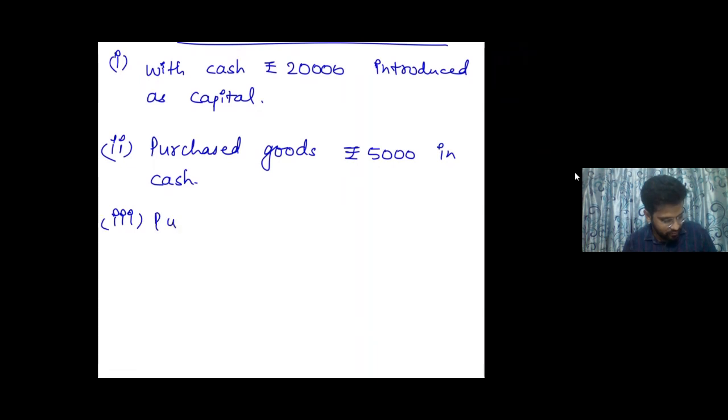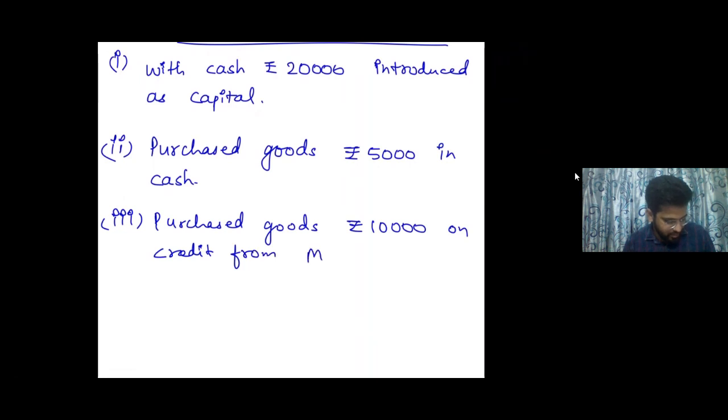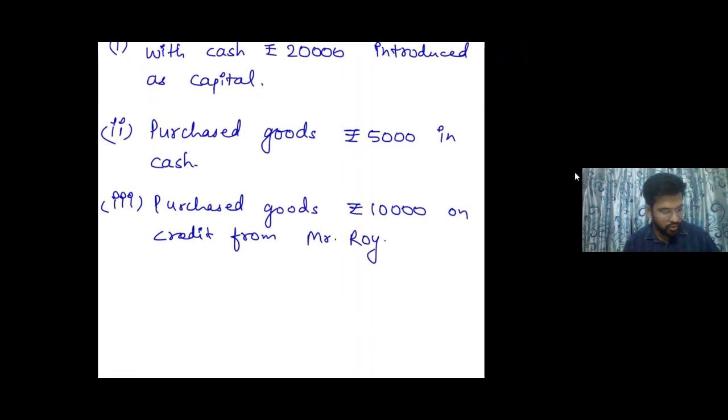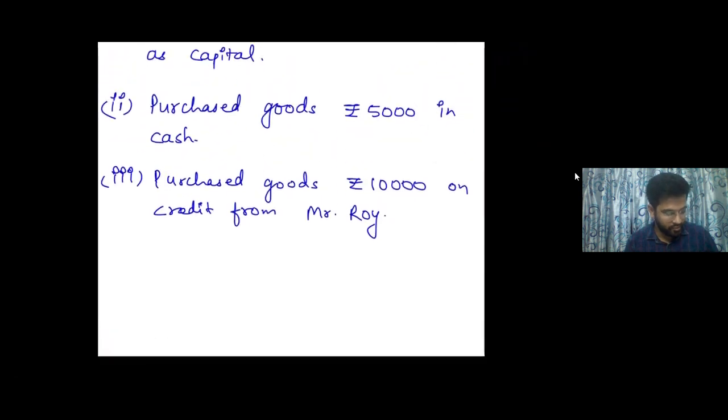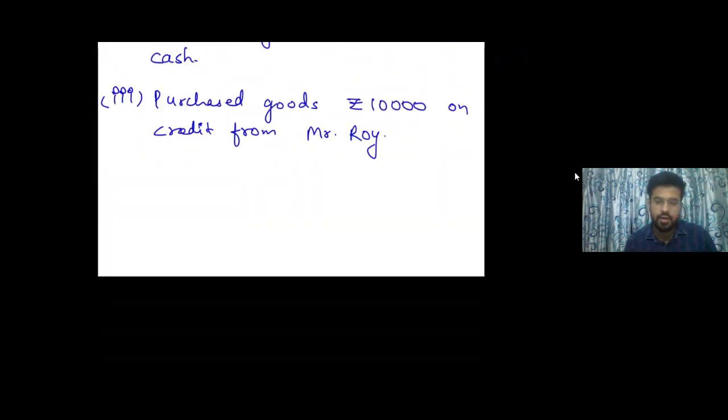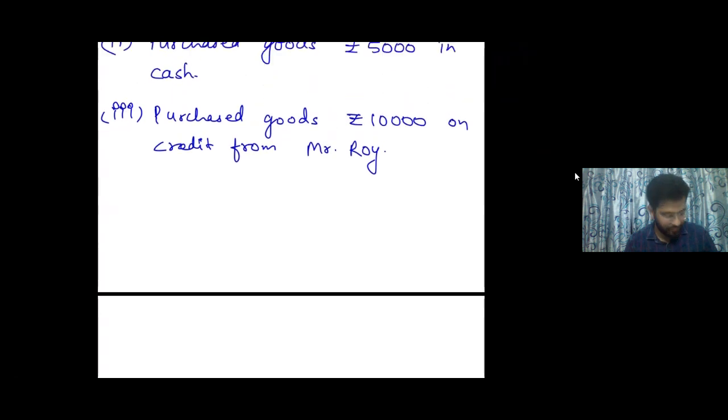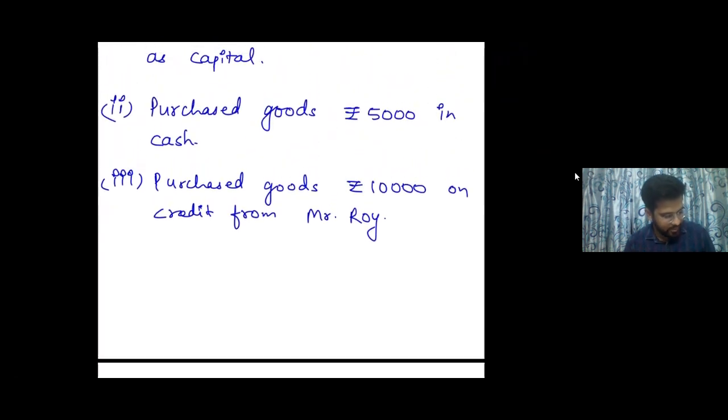Third transaction. Purchased goods rupees 10,000 on credit from Mr. Roy. Mr. Roy is a person who has sold the goods on credit to Mr. X. So Mr. X has purchased the goods for rupees 10,000 from Mr. Roy. That is the third transaction.